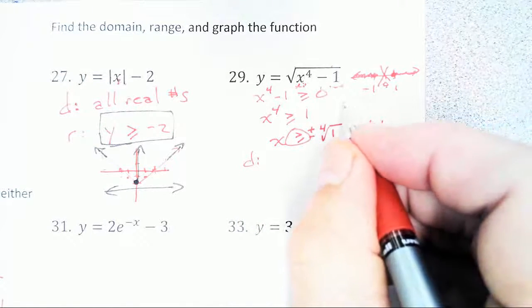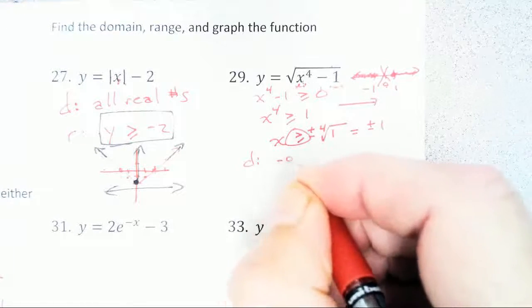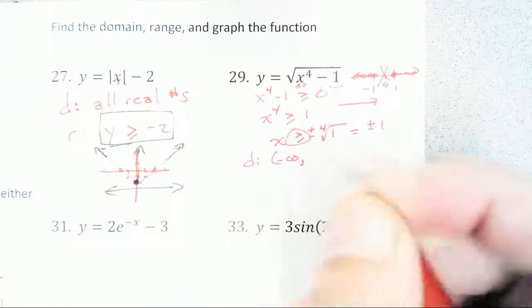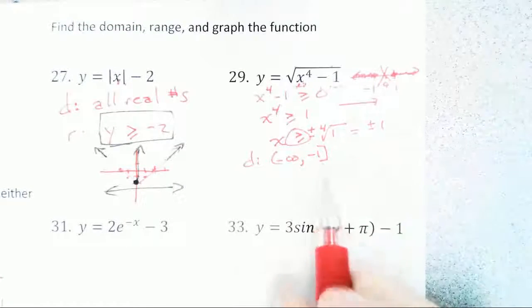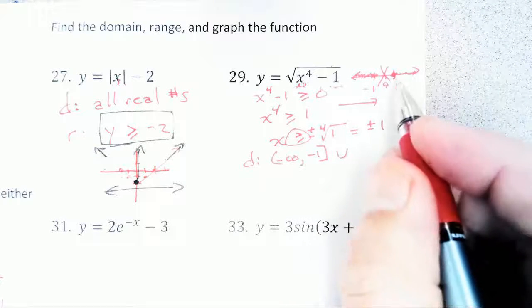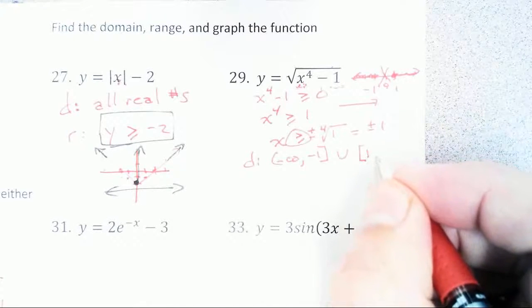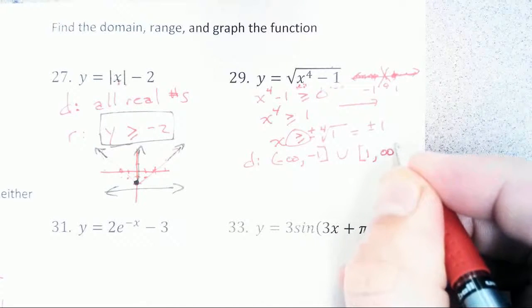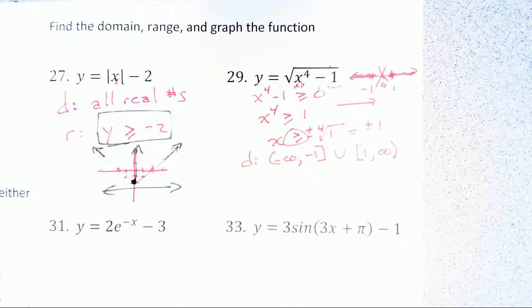Therefore, our domain, I'm going to write that in interval notation. Watch this. I can move from negative infinity, all the way up to negative 1, and I can touch negative 1, that's the bracket, or union, I can start again at 1 and continue on to infinity, use a parenthesis because we never get to infinity. So, a little sneaky there.